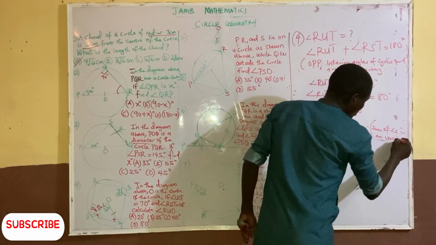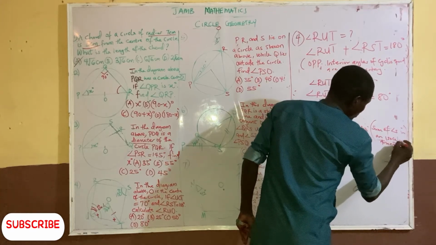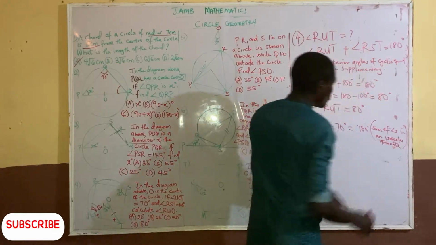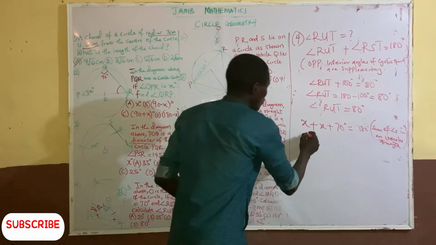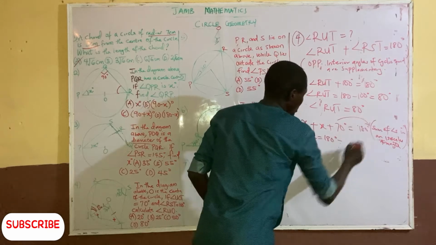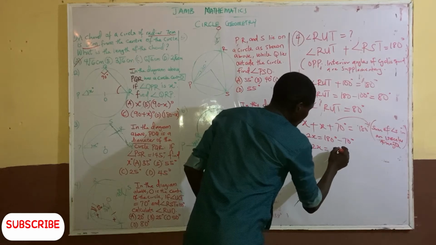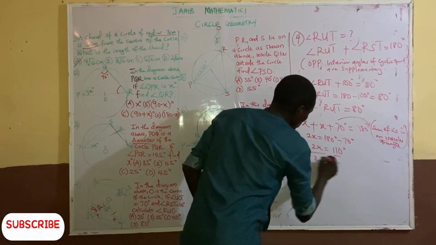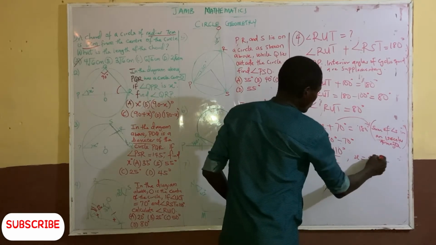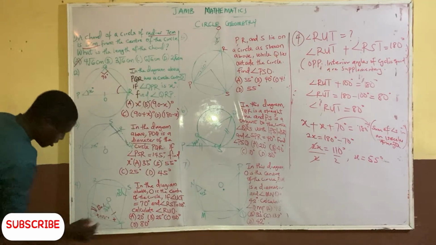So as you understand how we get that, the sum of angles in an isosceles triangle: 2x plus 70 equals 180 degrees. We move 70 to the other side, so 2x equals 180 degrees minus 70 degrees, which is 110 degrees. We divide both sides by 2, so x here is equal to 55 degrees. So this angle here is 55 degrees.